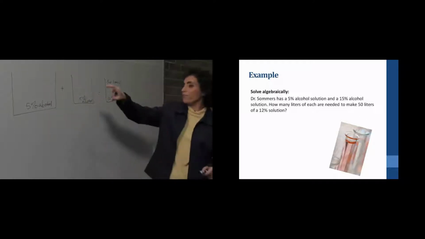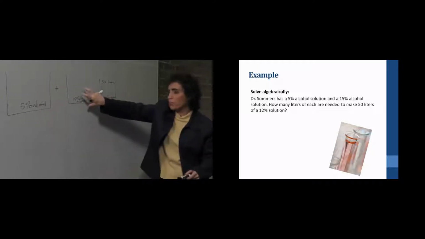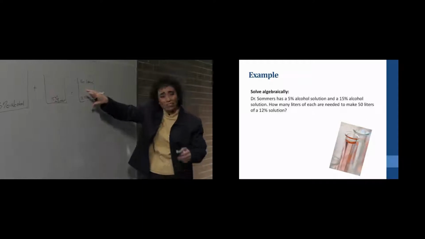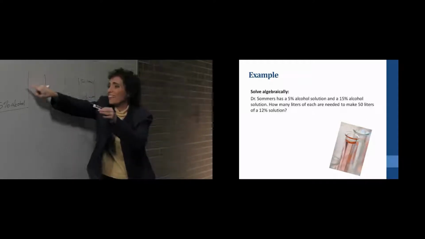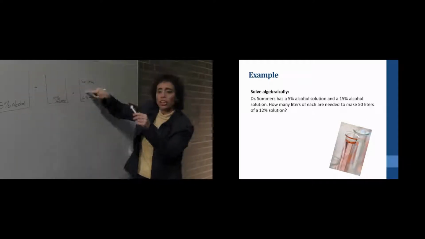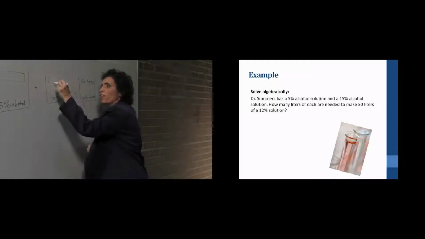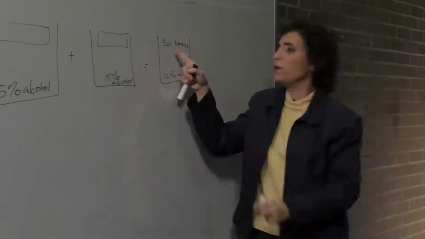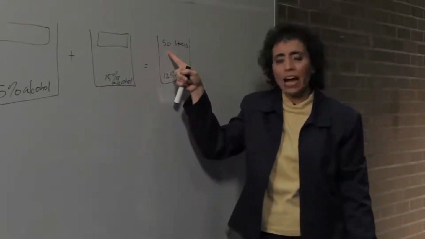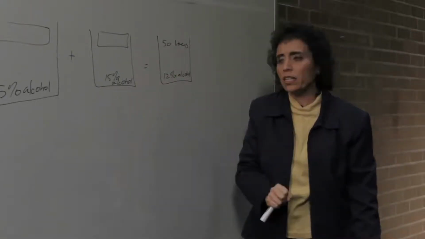At any rate, we have a 5% alcohol solution and a 15% alcohol solution, and this is what we want to get. Does this make sense to you? Look, I'm going to take this, add it to this, and get this. So obviously, whatever this number is, plus whatever this number is, has to be 50, because that's what we want in the end.